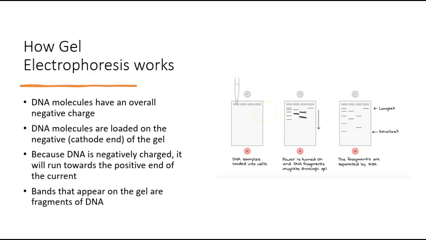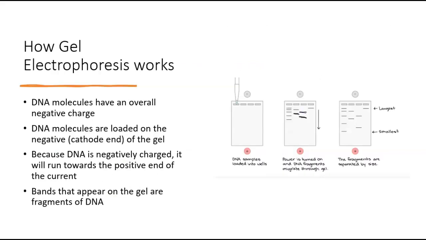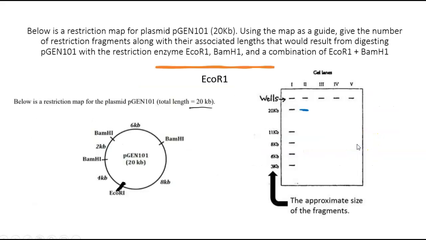So again, DNA is a negative molecule, and it is going to move towards the positive end of the gel when the current is applied. And I want to mention this here: if it's a large molecule, it won't travel very far, and if it's small, it will travel further down the gel. So let's look at this example over here.